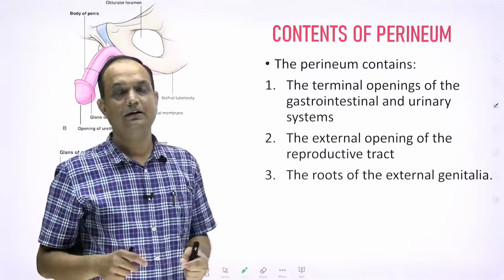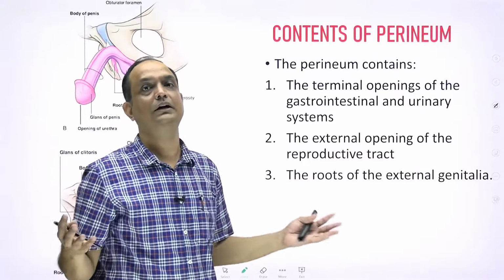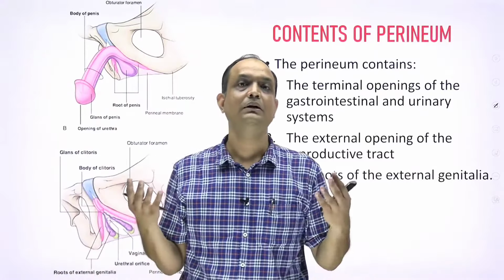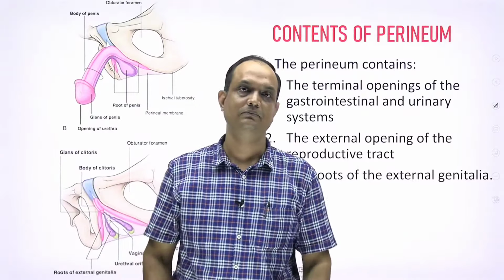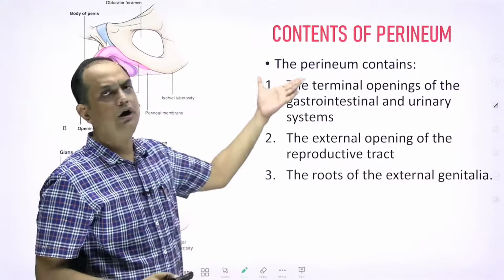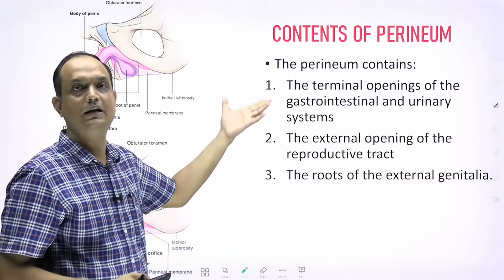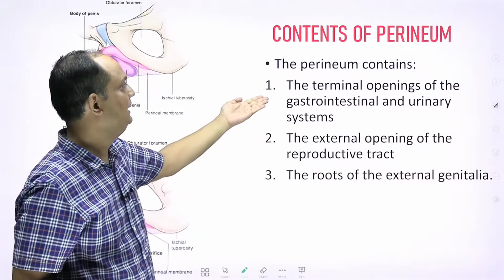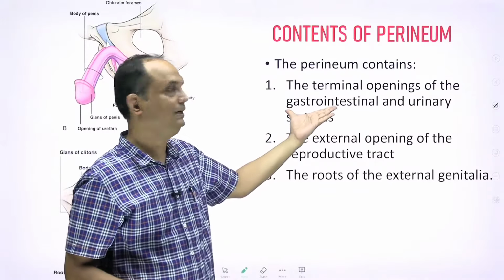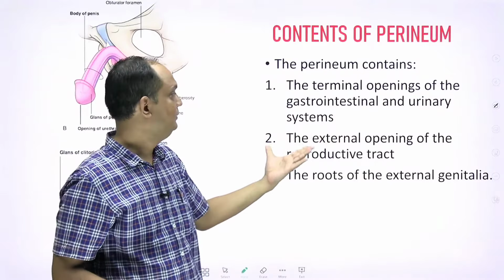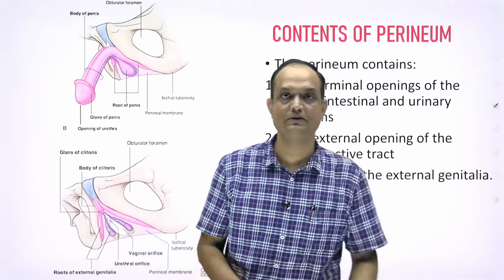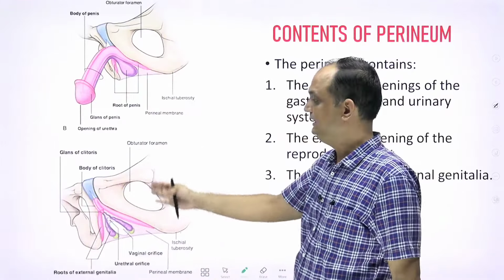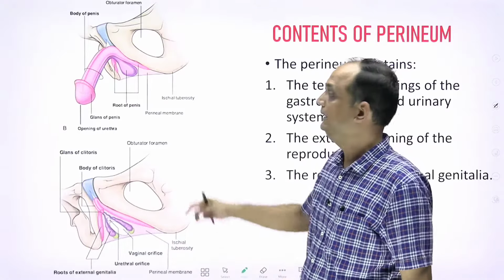So now at the end, the question comes: what are the contents of the perineum? We are reading perineum. Now if somebody asks you, what will you find in the perineum? There is a long list of structures, but in a nutshell I can say that you will have the terminal openings of the GIT and urinary tract. You will have the external openings of the reproductive system and the roots of external genitalia, which you can see in these two images below the perineal membrane.